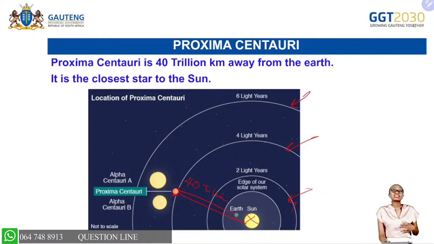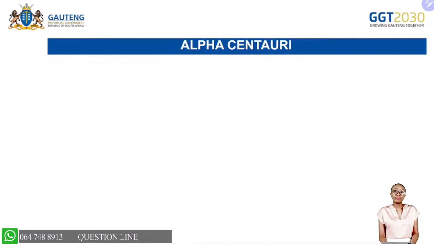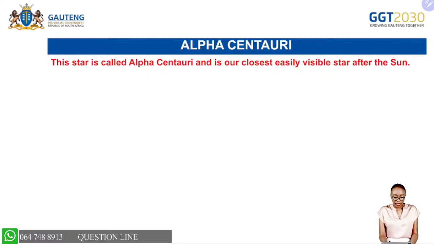But because these numbers are so large, we're going to count in light years. So if we look at this band here, this band is at 4 light years. So this is Proxima Centauri. It is 4 light years away from the sun or from our solar system. Now, let's talk about the other two, Alpha Centauri A and Alpha Centauri B, which we'll call Alpha Centauri. The star is called Alpha Centauri, and it is our closest visible star after the sun. So if you're looking at that picture, you could tell from the sizes that Proxima Centauri is very, very small.